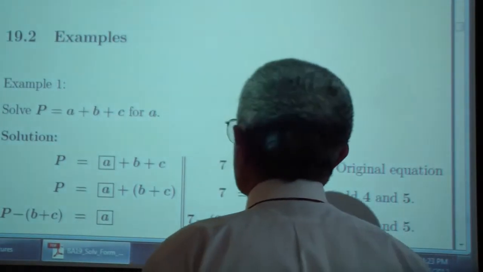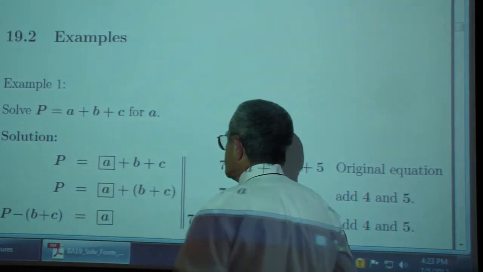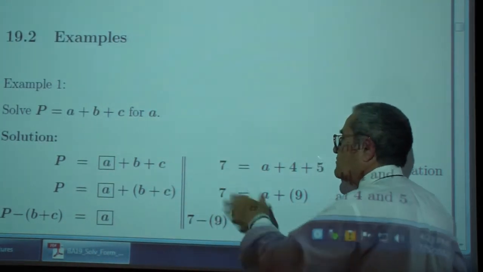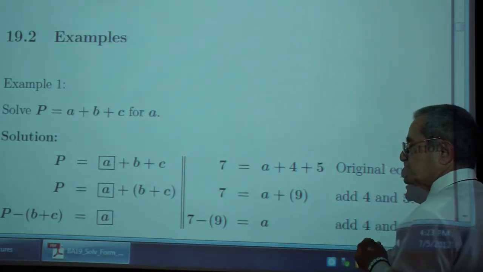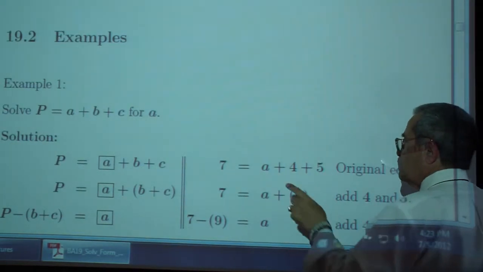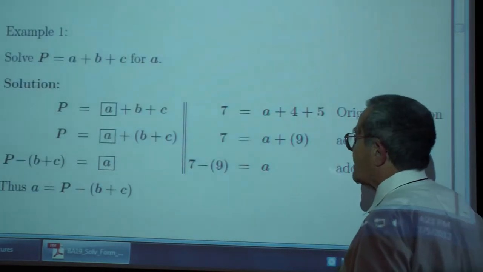Examples. You have P, which is A plus B plus C, and you want to solve for A. P is a number like 7. A, keep as a letter. That's what you want to solve for. That's your variable. B is like 4. C is like 5.